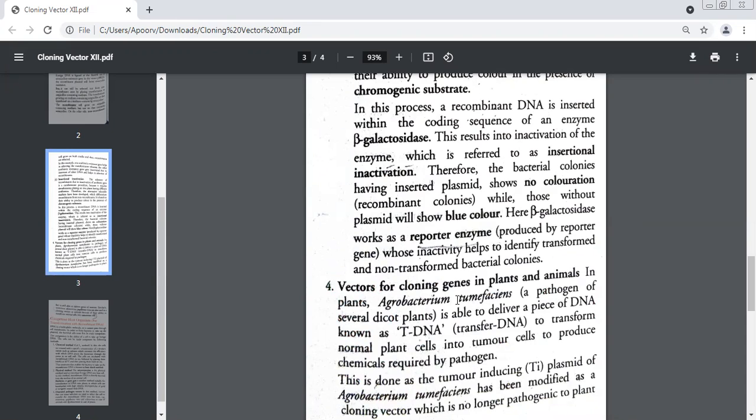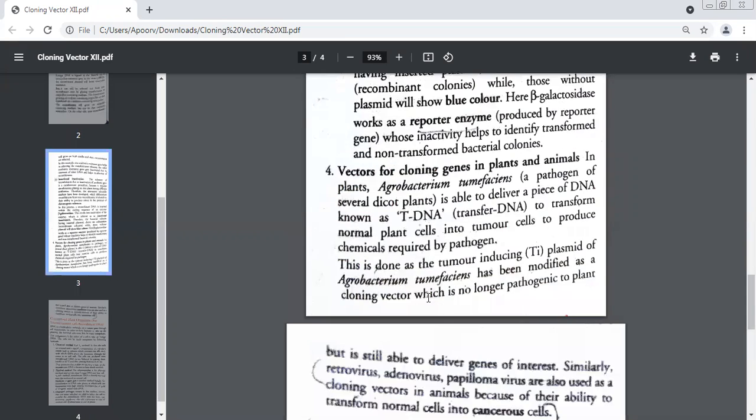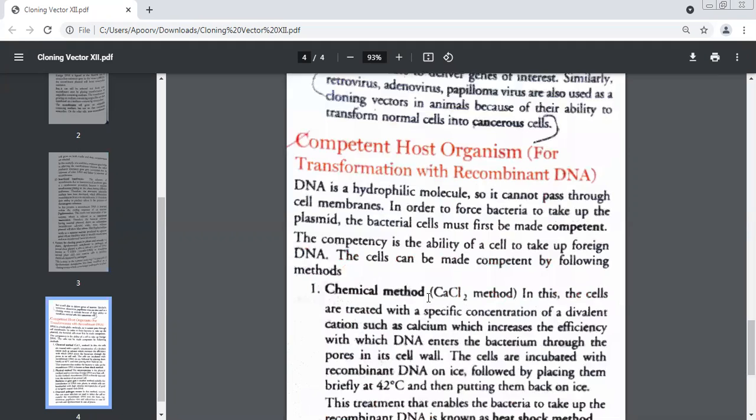Agrobacterium tumefaciens. Basically, we take pathogens because their attacking power is very strong, and then we modify them in such a way that after entering the host, they do not cause damage. They are no longer pathogens for the host, but they go inside and leave the gene of interest which we wanted. So they are very good vectors. For plants, we can use Agrobacterium, and for animals, we can use these.